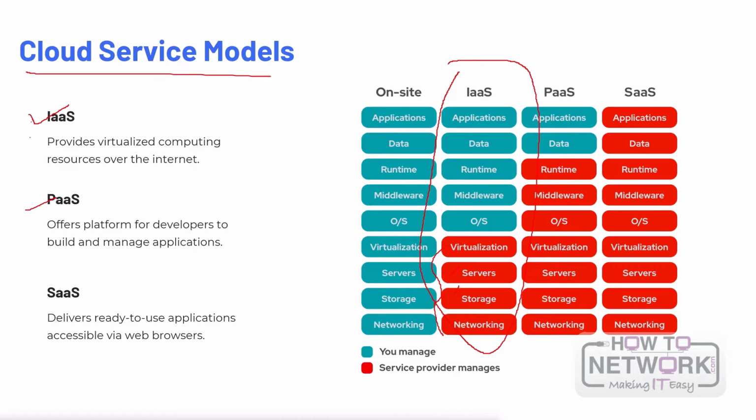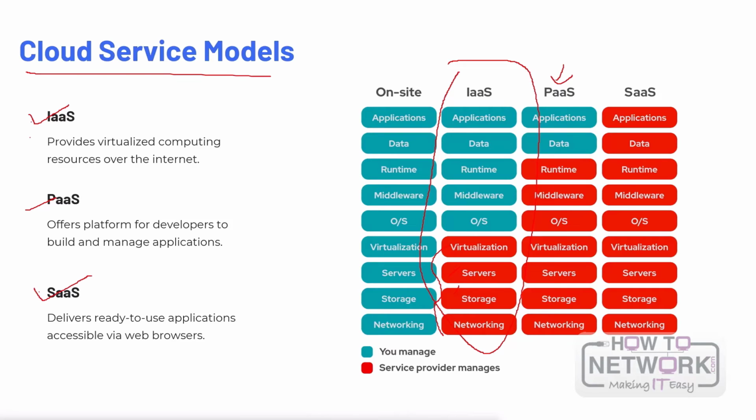The next service model is PaaS, or Platform as a Service. PaaS delivers a platform for developers to build, run, and manage applications. It simplifies the development and deployment process by providing a comprehensive environment that includes the operating systems, middleware, databases, and other development tools. PaaS offers a simplified approach to application development, eliminating the need for organizations to manage the underlying infrastructure. It's particularly suited for organizations focused on software development and deployment seeking to streamline the development lifecycle and accelerate application delivery.